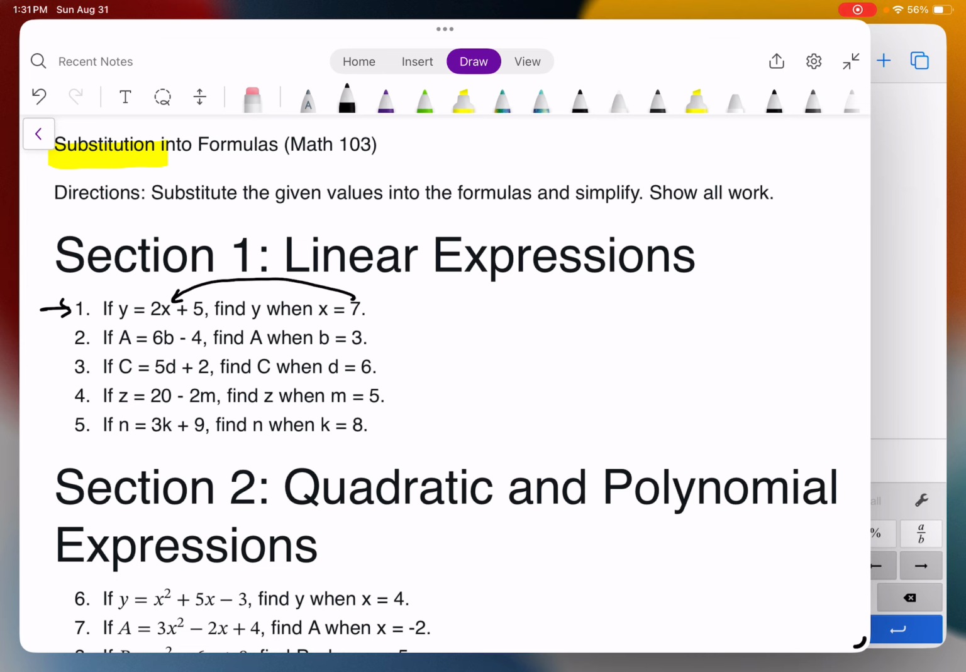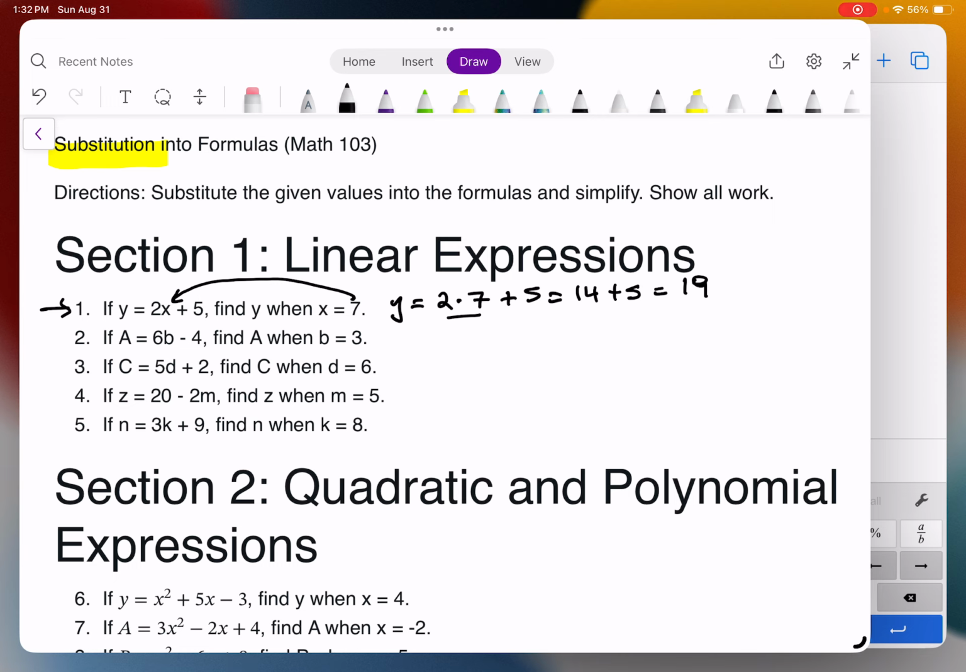That's called substitution. We have y equals 2 times 7, 7 in place of x, plus 5. And then we will evaluate. We get 2 times 7, 14, plus 5, which is 19.